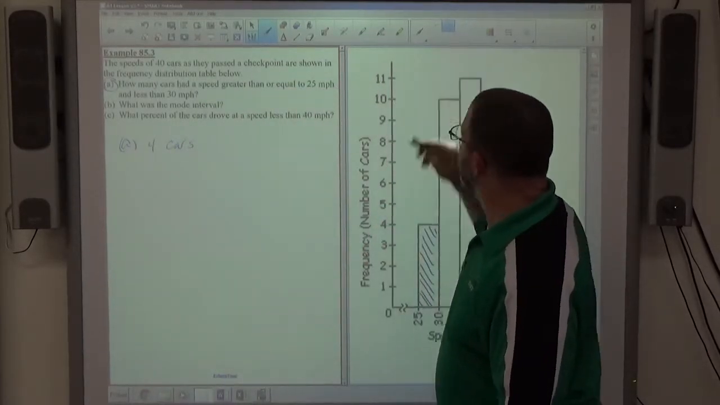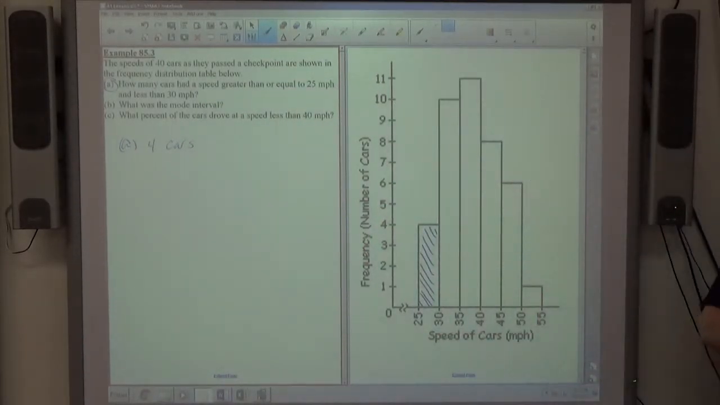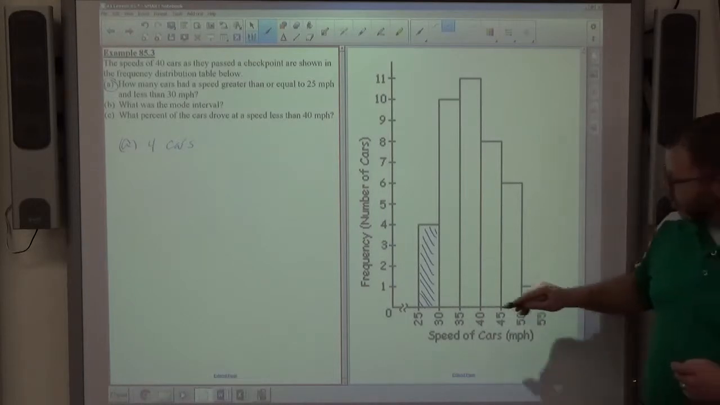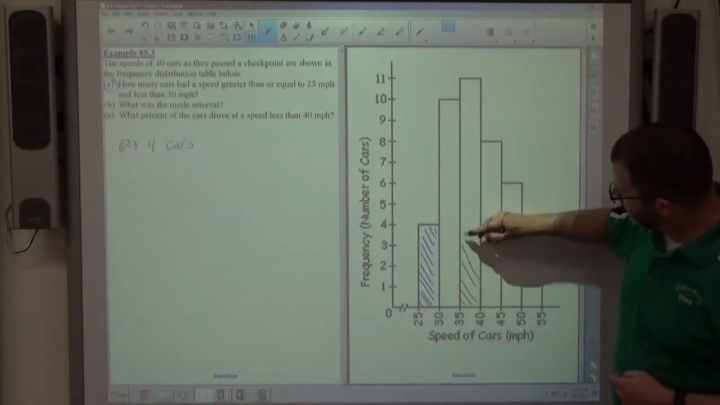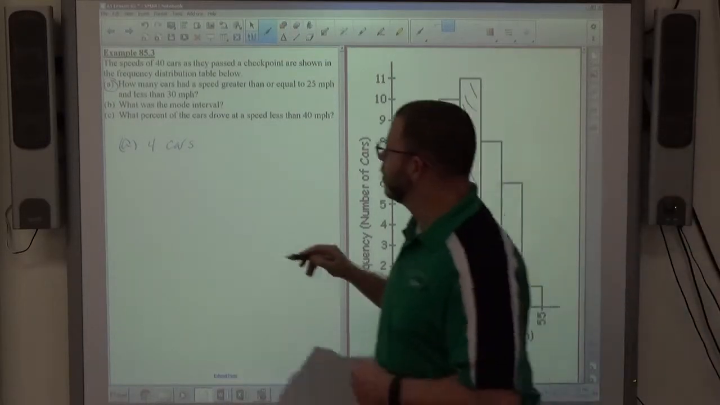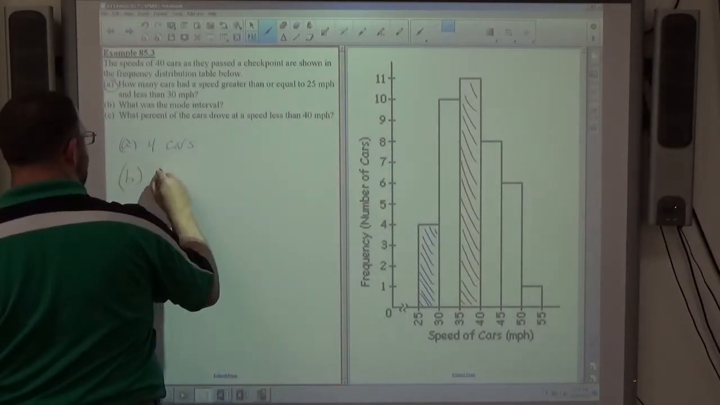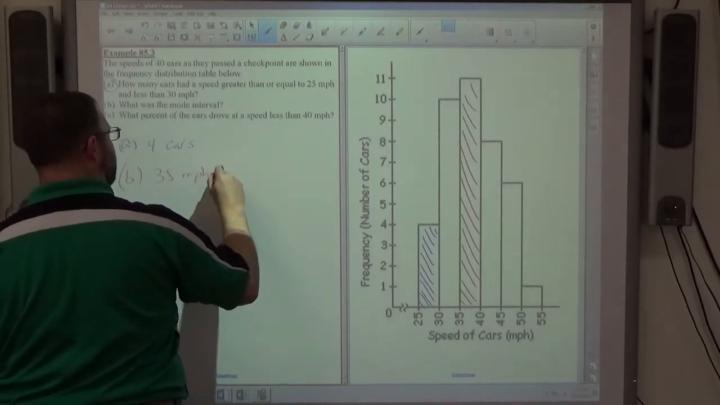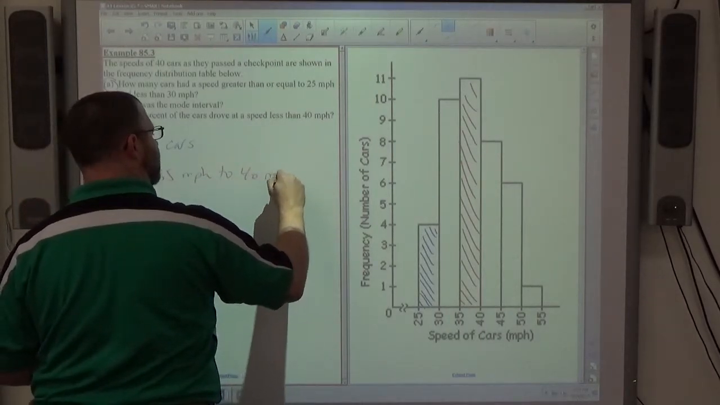Part B, what was the mode interval? Mode being the one that happens the most, right? So which interval happened the most? 35 to 40 miles per hour. So there's our mode interval right there because it's the tallest one. So for part B, 35 miles per hour to 40 miles per hour.